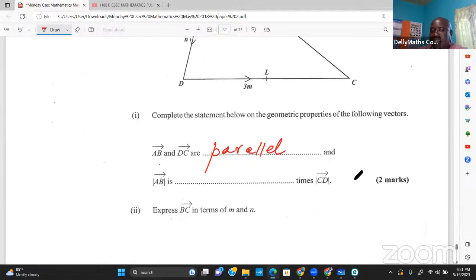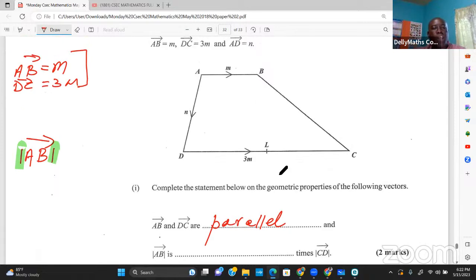So we're completing the sentence. Now look at this. The length of AB is dash times, we're talking about the length. You see the modulus symbol, the length symbol there? Take note, we're noticing this, which signifies the size. So basically then, the size of AB is dash times the size of BC. Now, what do you think? What's that scalar number? Anybody?